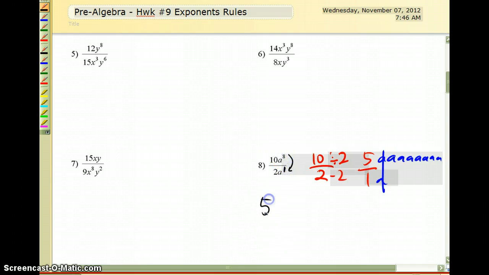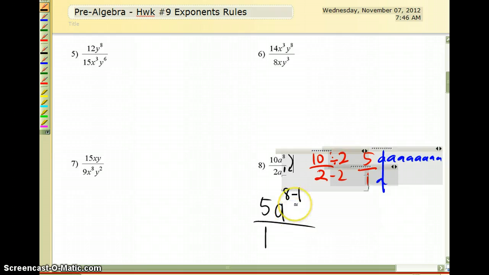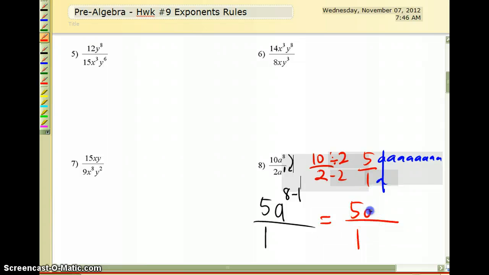So I have 5 in my numerator, 1 in the denominator. I can subtract 8 minus 1, and I leave that in the numerator next to the 5, not next to the 1. My final answer would still give me what I get from expanding it out. I will have 5 over 1, and then a to the 7th power. I don't actually need the 1 below it. I can just write 5a to the 7th power as my final answer without the 1 underneath it.